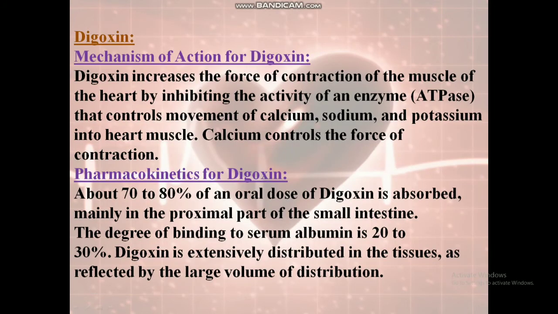Digoxin. Mechanism of action for digoxin. Digoxin increases the force of contraction of the muscle of the heart by inhibiting the activity of an enzyme that controls movement of calcium, sodium and potassium into heart muscle. Calcium controls the force of contraction. Pharmacokinetics for digoxin. About 70 to 80% of an oral dose of digoxin is absorbed, mainly in the proximal part of the small intestine. The degree of binding to serum albumin is 20 to 30%. Digoxin is extensively distributed in the tissues as reflected by the large volume of distribution.